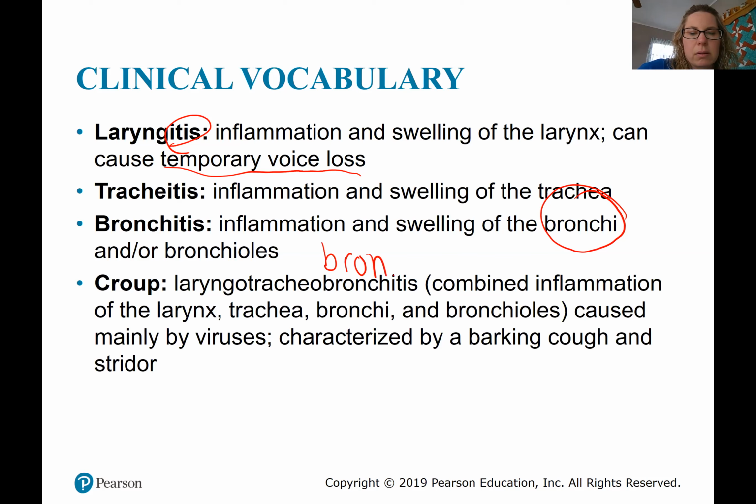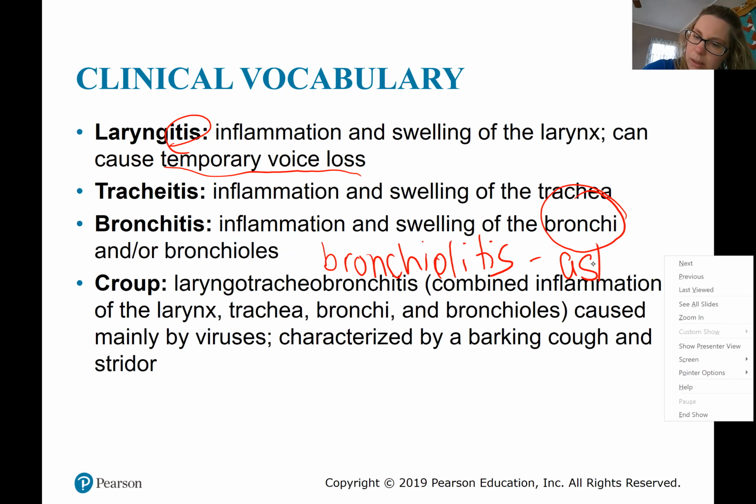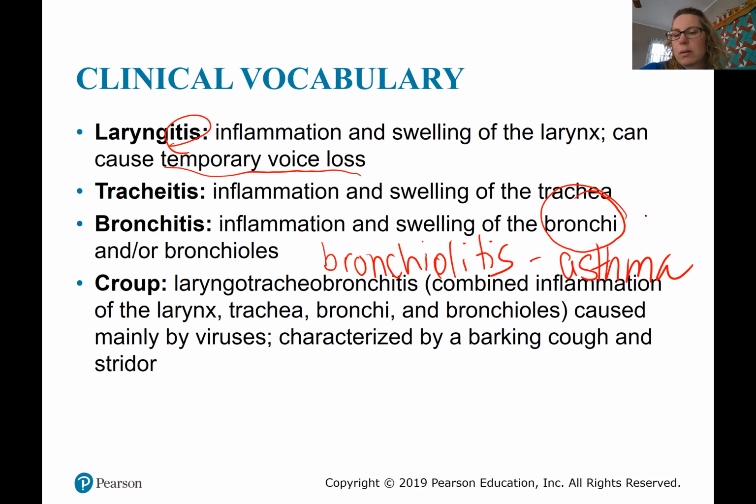Bronchiolitis is inflammation of those tiny little bronchioles, those tiny little tubes, and you see that a lot of times with asthma. Croup is another term that you might have heard of a lot, especially with young children. Croup is basically inflammation of the voice box all the way down to the bronchioles, that whole system. And the kid or the person would have a barking cough and some wheezing that would go along with that.